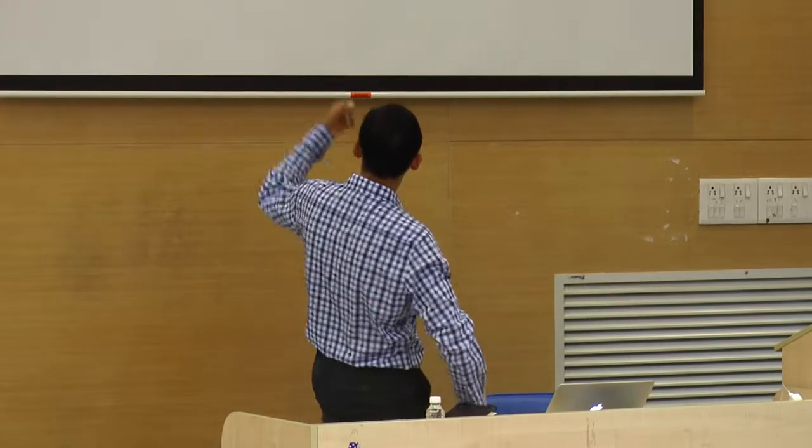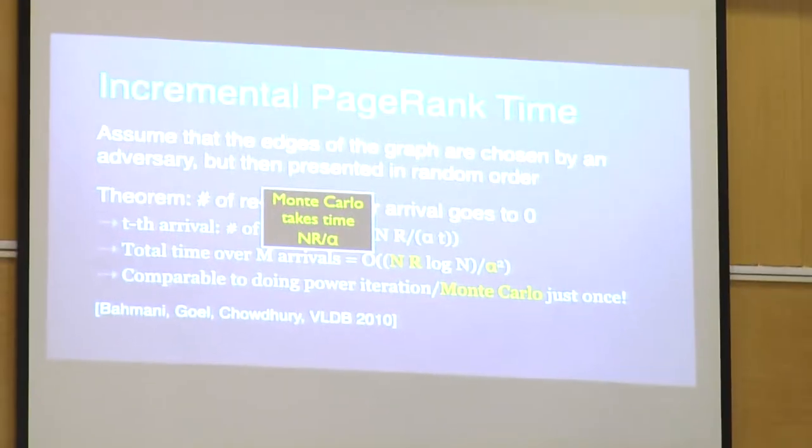The nice thing is this is comparable to doing power iteration on Monte Carlo just once. As your edges are arriving, you're doing exact Monte Carlo. It's not even an approximation. And the running time for these entire m edges is actually comparable to doing power iteration on Monte Carlo just once. For example, Monte Carlo takes nr over alpha time, and we are taking nr log n over alpha squared time.